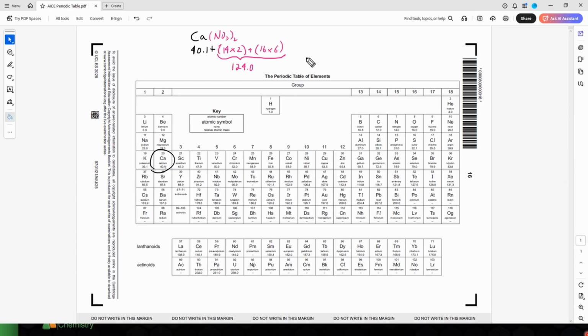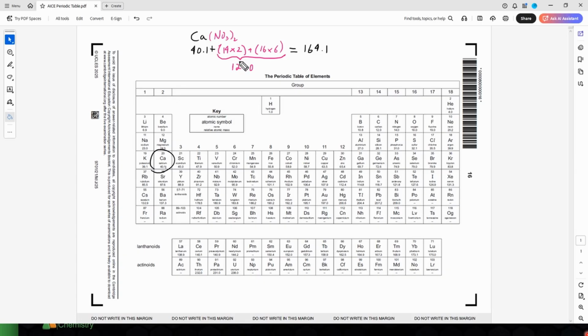We add the 40.1 to this, and we get the molar mass of the calcium nitrate, which is going to be 124 plus 40.1, which is 164.1. So that's the molar mass of the calcium nitrate.